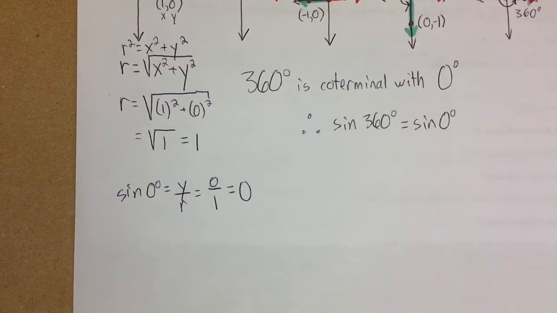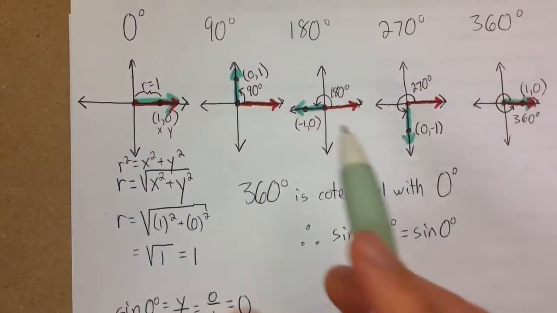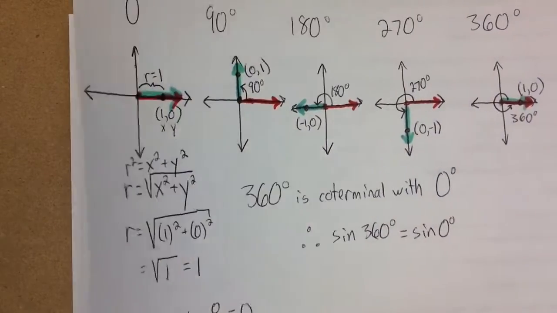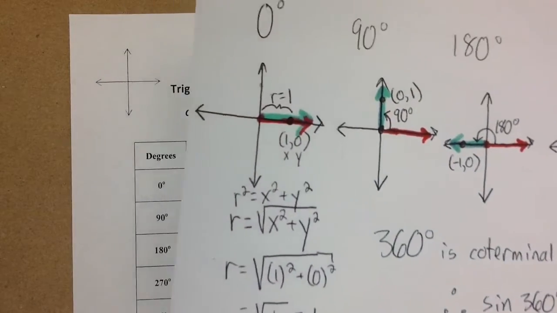Wait, why did you do 0 divided by 1? I know where the 1 came from, but where did the 0 come from? 0 is the y coordinate of... Oh, okay, I got it. Okay. Any other questions?